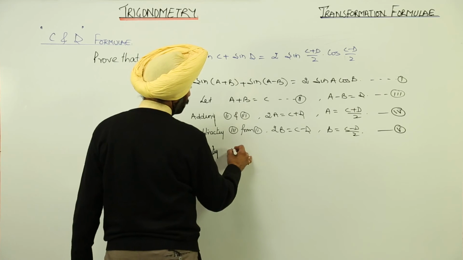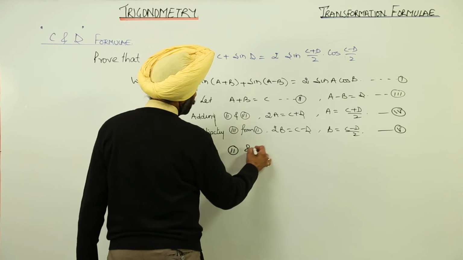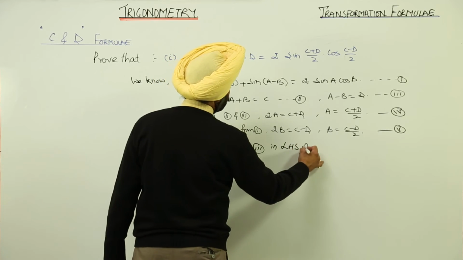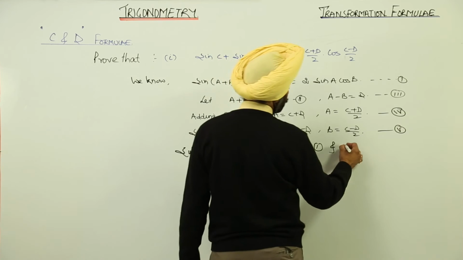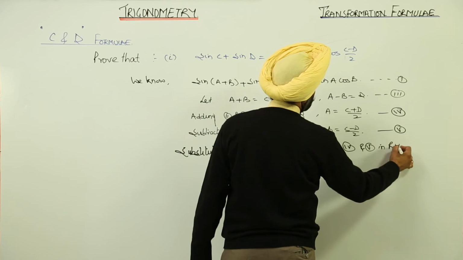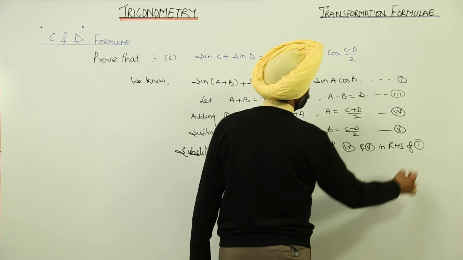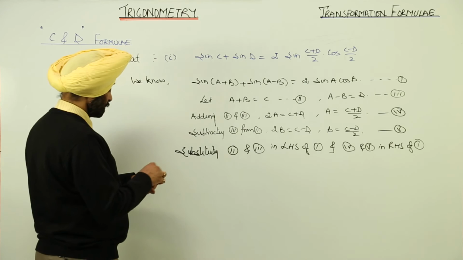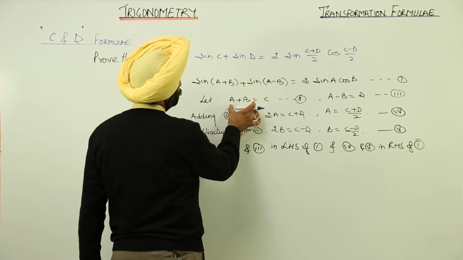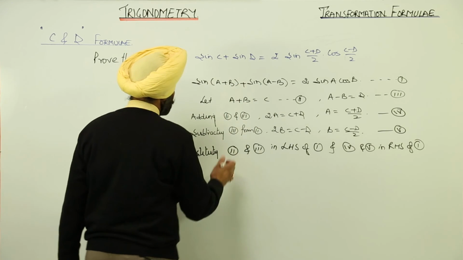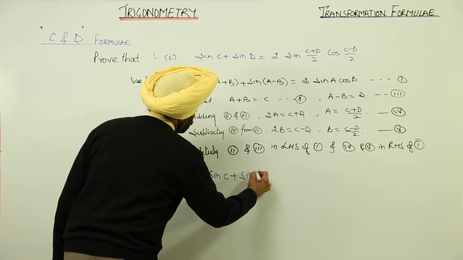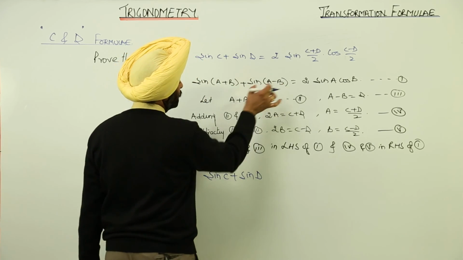Now substituting second and third in left hand side of 1 and fourth and fifth in right hand side of 1. Now what we are getting? We are getting, in place of A plus B, we are going to put what? C. Okay. So we are having sin C plus sin D. A plus B is C and A minus B is D.